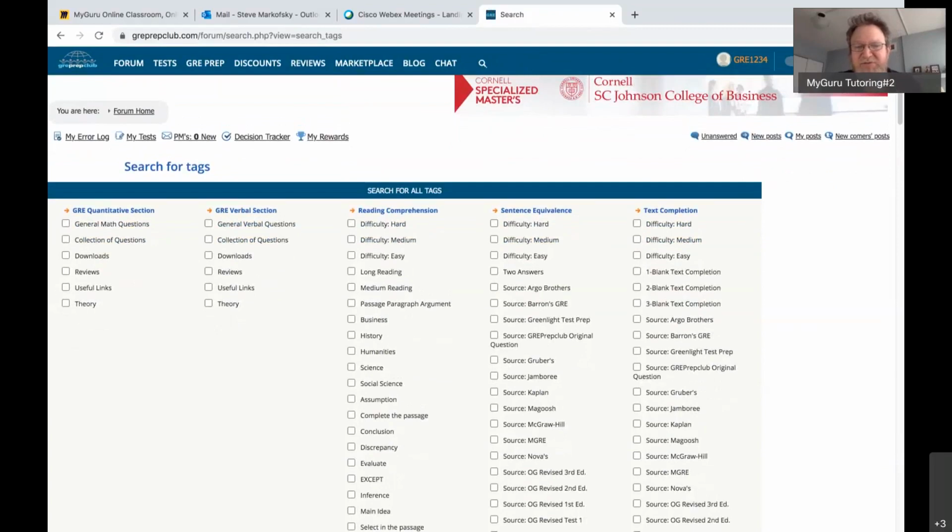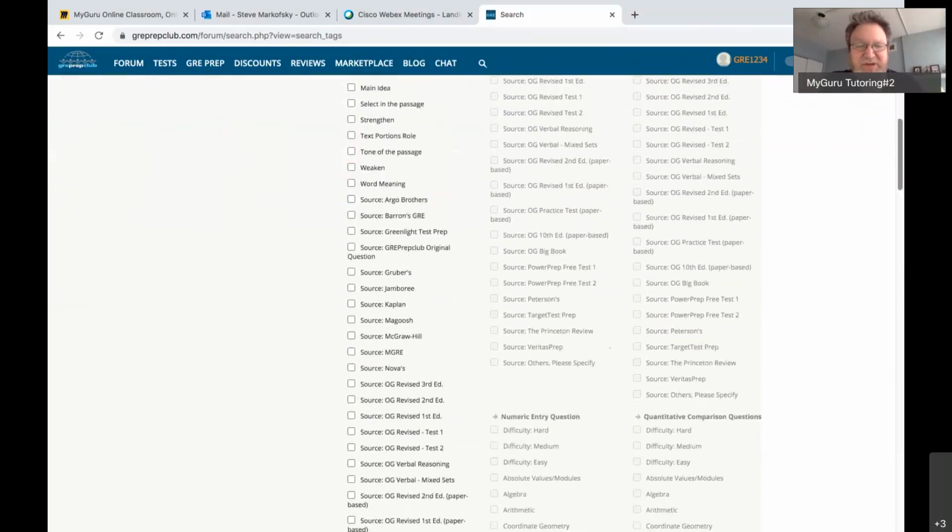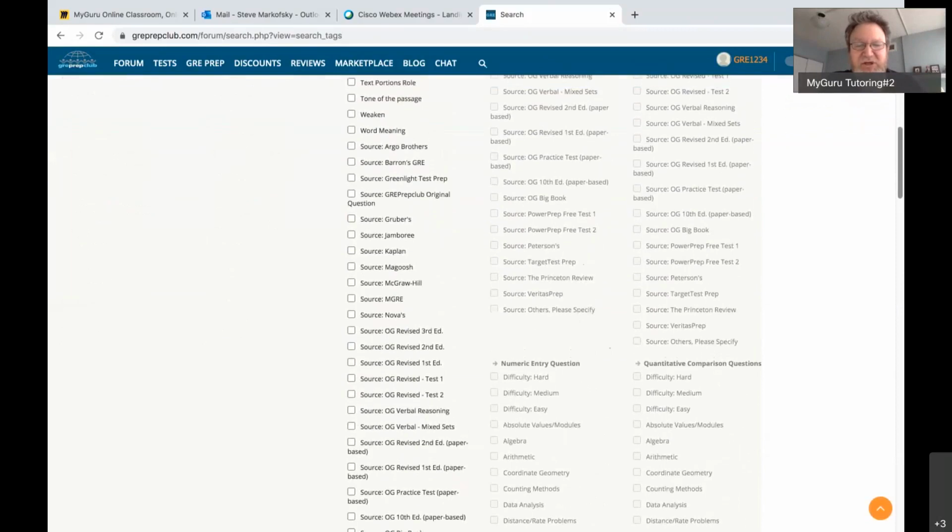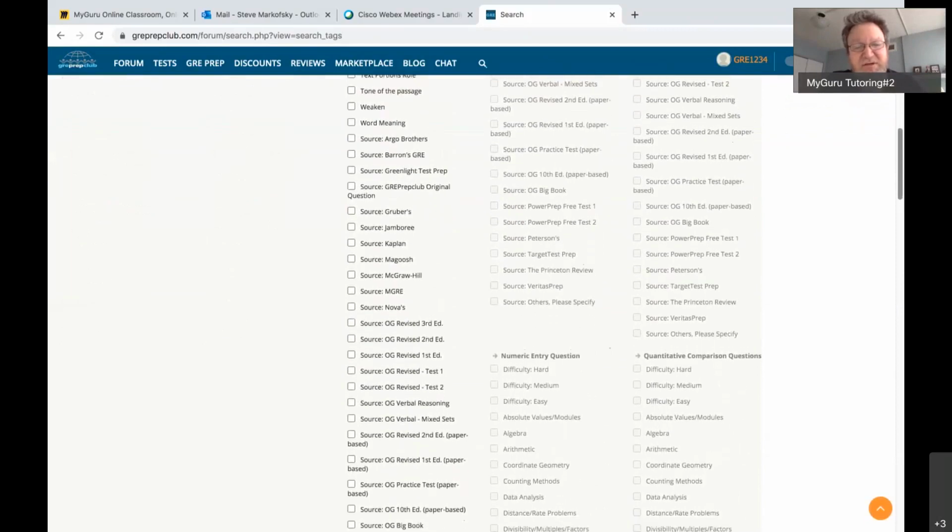You don't want to sell yourself short by going too easy, but you don't want too many overly difficult ones. So we'll start with medium level reading comps. And say you struggle with, I know a lot of people have difficulties with the science ones. So we're going to filter on medium difficulty science reading comps. And then let's go down here and just do ones from the official guides.